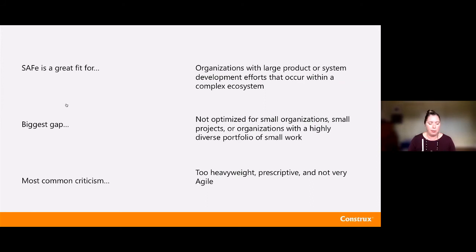I personally don't think that SAFe is really optimized for very small organizations or very small teams. When people come to me and they have 5 teams and they say, I'm thinking about SAFe, there are a lot of really great patterns, and I'll talk in the recommendations about some patterns that you can use regardless of what you adopt. I think the scaling challenge is simple enough that I don't need to introduce something that has all the pieces and parts that SAFe has. So I think SAFe, well, many people criticize it as being too heavyweight, too prescriptive, not very agile.